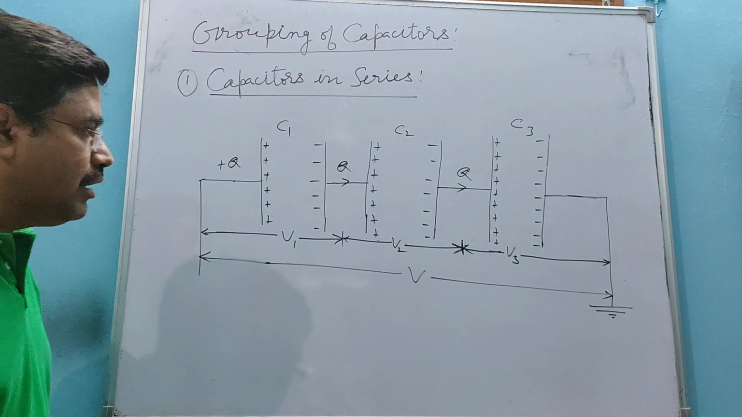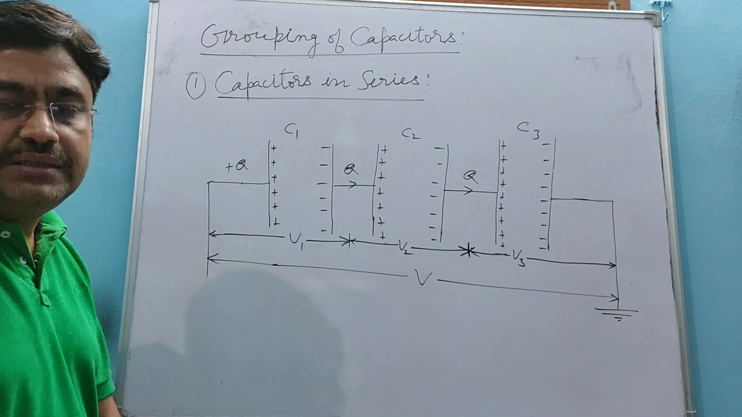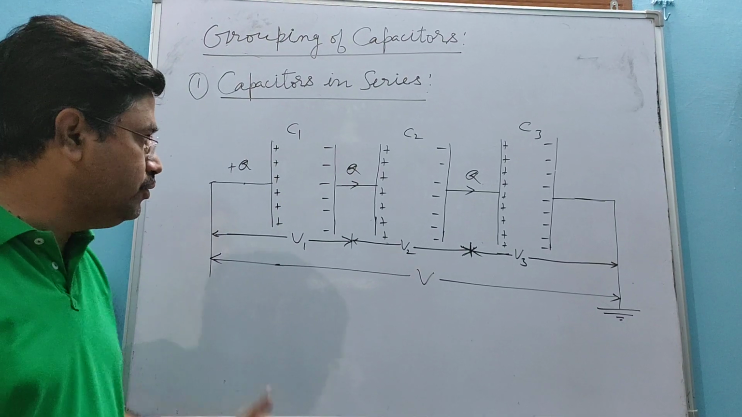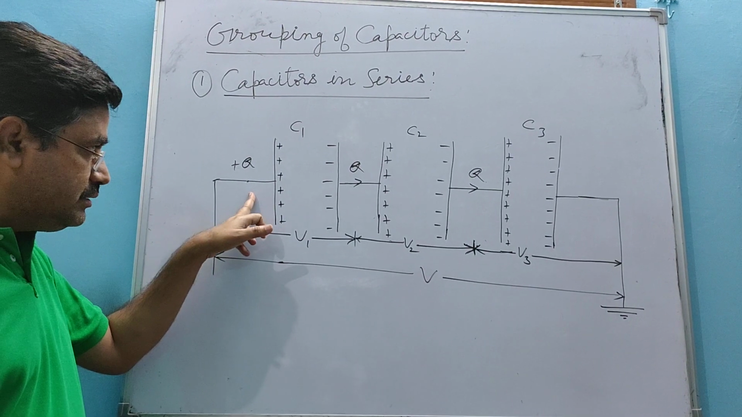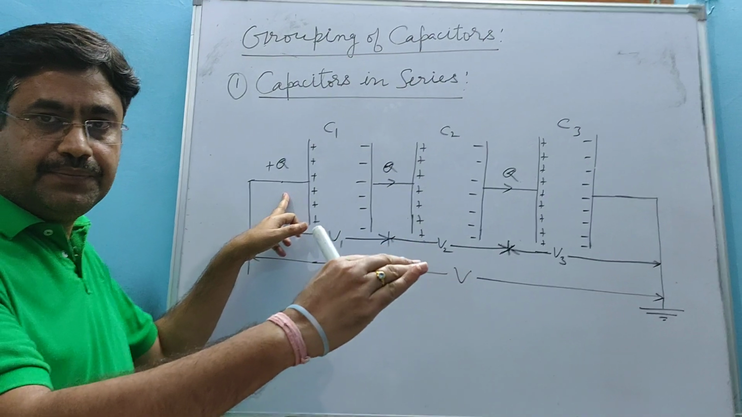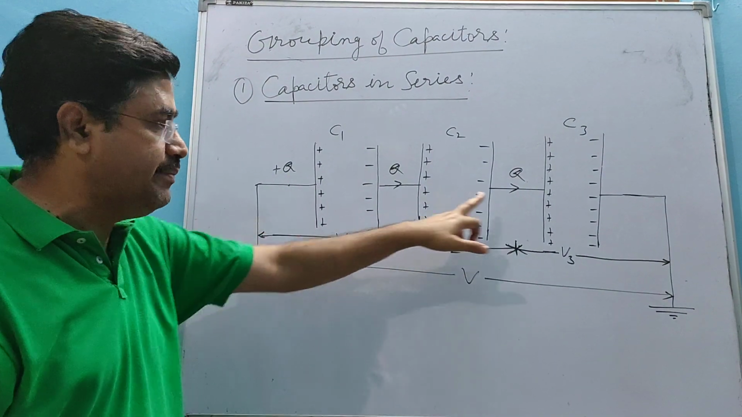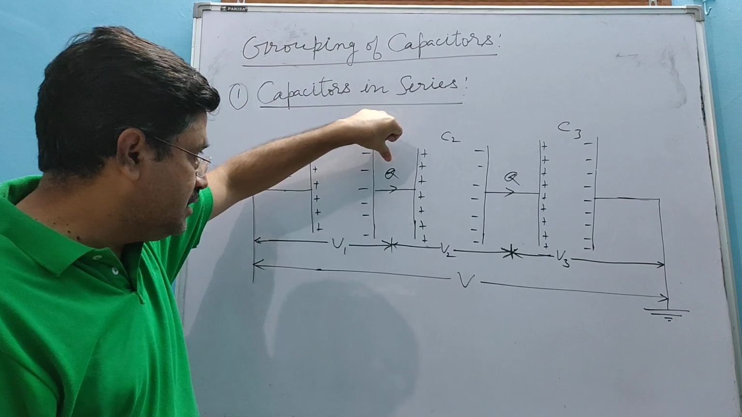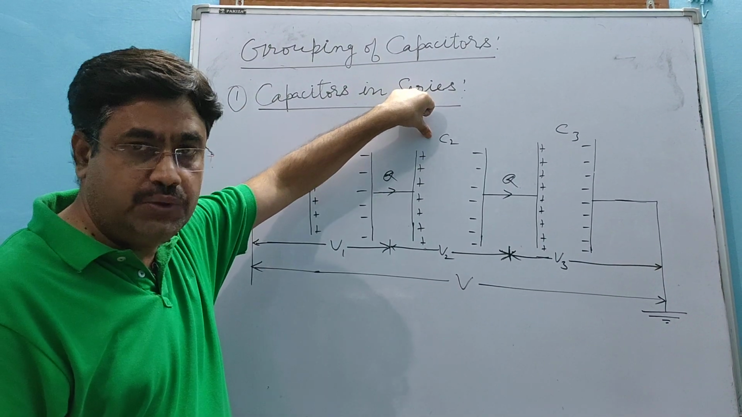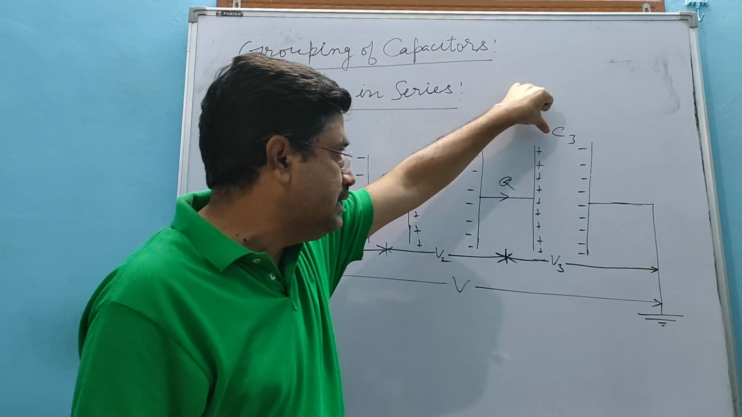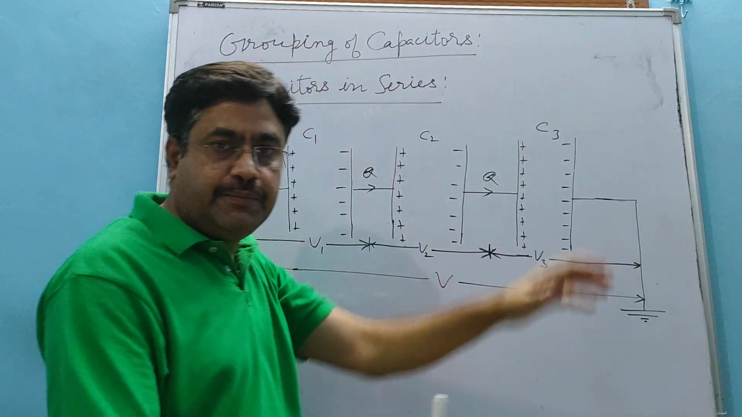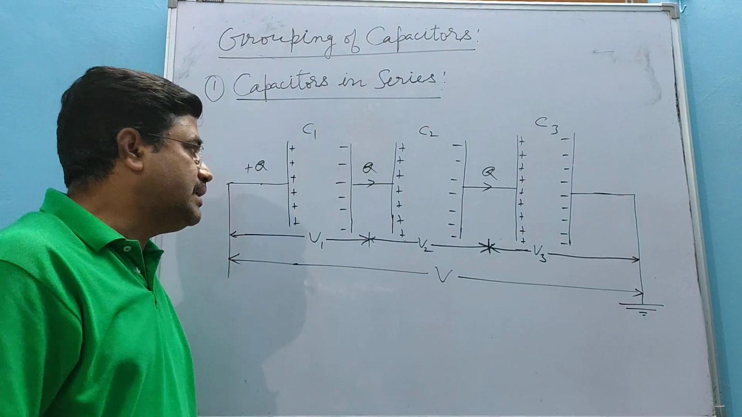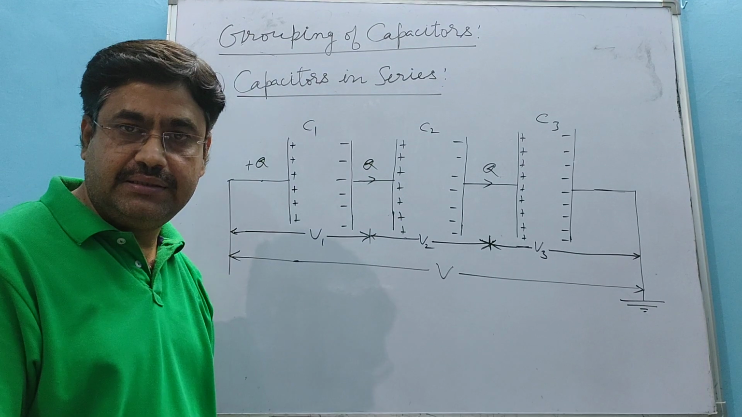Clear? Now how do we identify whether it is a series combination or a parallel combination? First of all, if we travel through a path and the charge remains the same, you find there is a charge Q through C1, a charge Q through C2, and a charge Q through C3. It means if in a path the charge remains the same, capacitors are said to be connected in series.